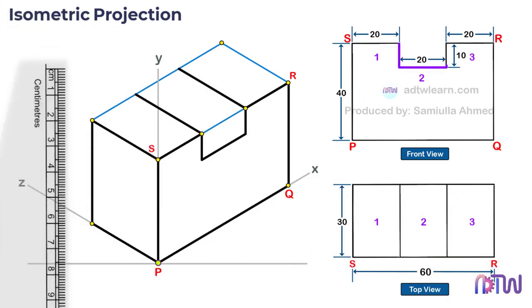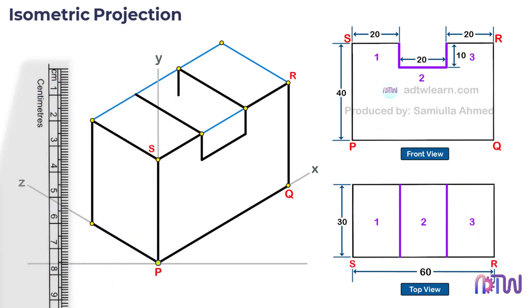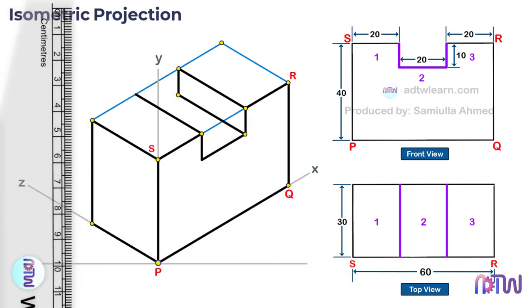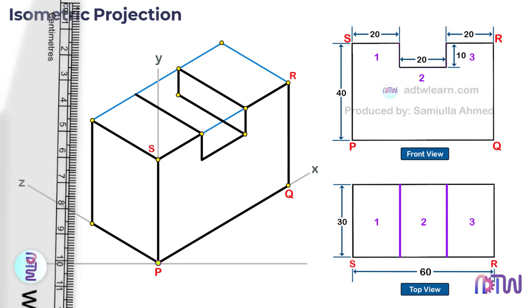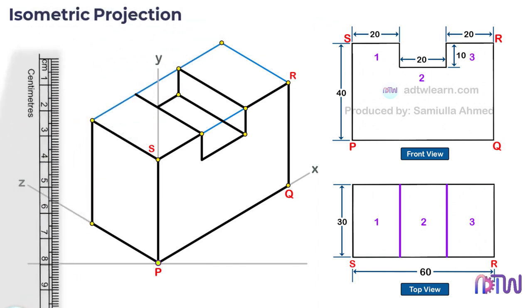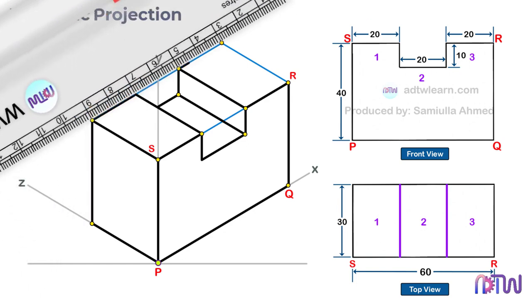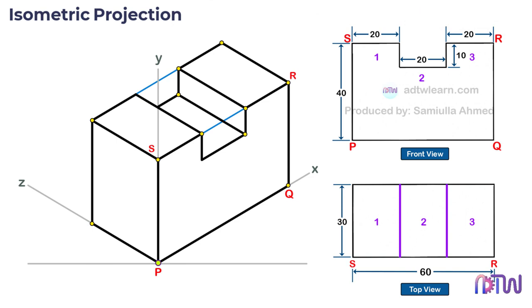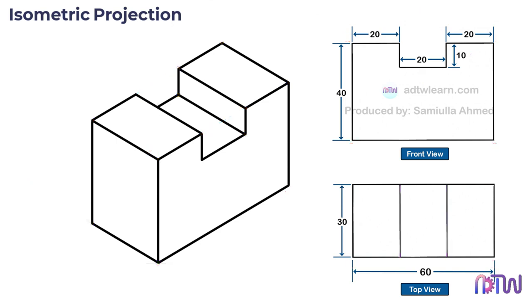We can see this slot is throughout the object. Therefore, we need to draw a 10 mm vertical line from this point and join these points with a line. After this, draw a parallel line to the x-axis from this point up to here. At the end, we need to darken the required visible lines. This is the final required isometric view of the object. You can remove the labeling, since it was only provided for our convenience to draw.